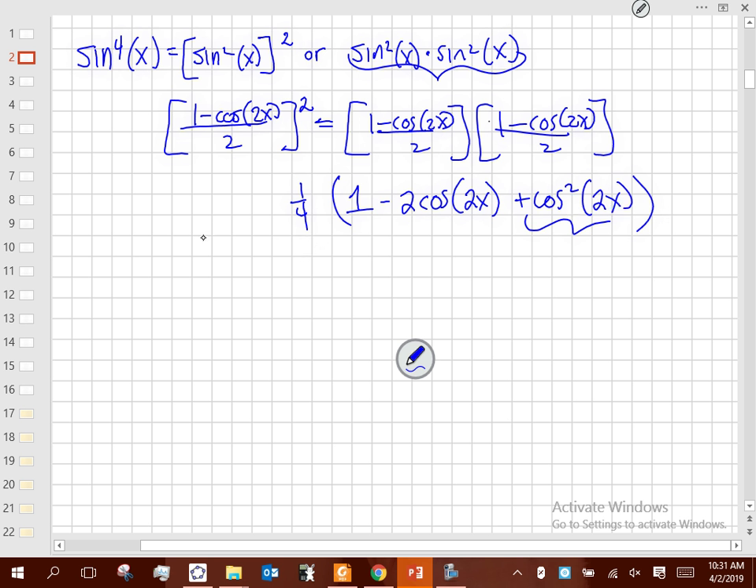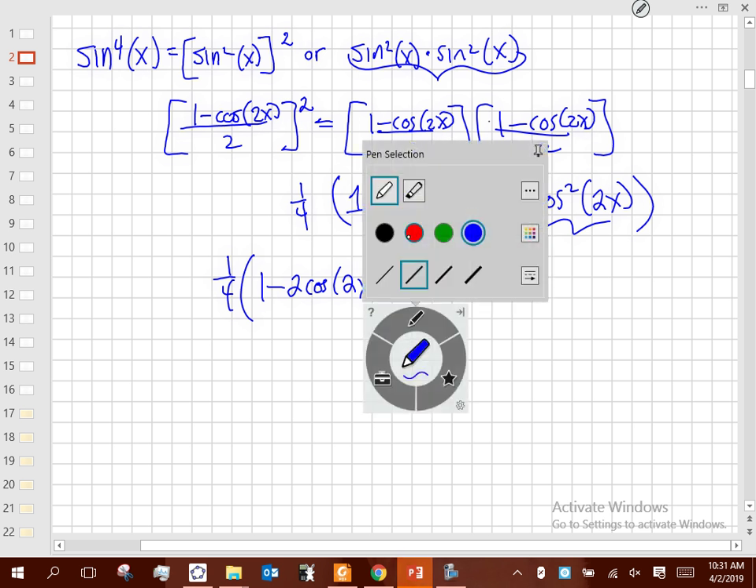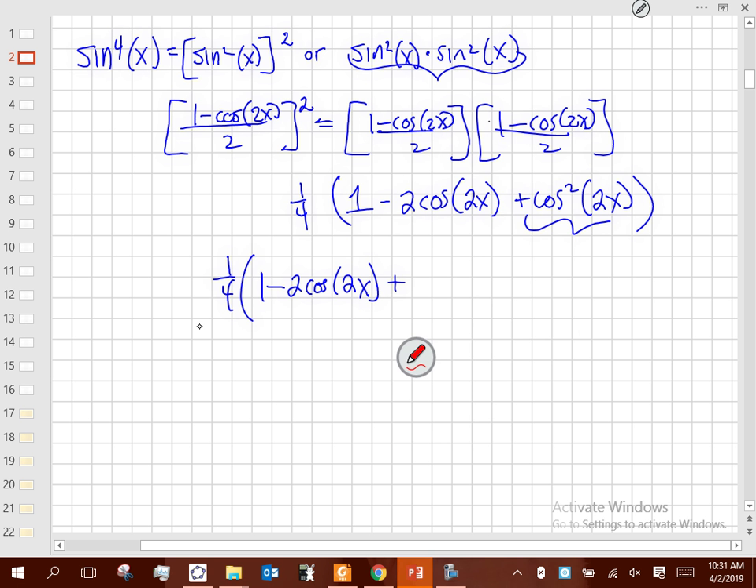So substituting that one there. Okay, I'm going to write everything else the same. 1/4 times 1 minus 2 cosine 2x. Now it's going to be plus. Now I've got to rewrite cosine squared 2x. Okay? Now think about your power reducing formula. I'm going to write it. Let's write it right here real quick. Cosine of x.